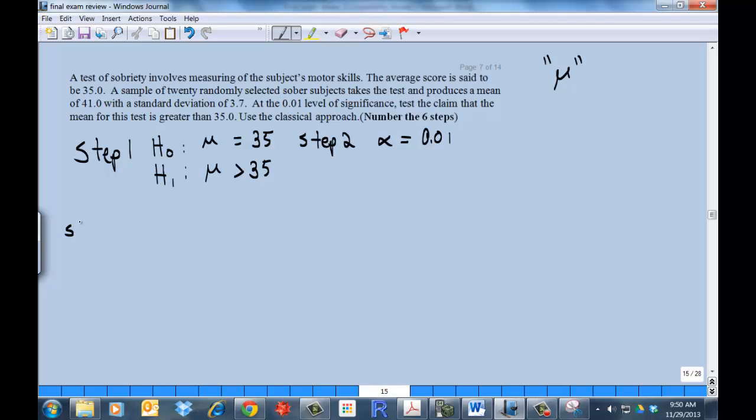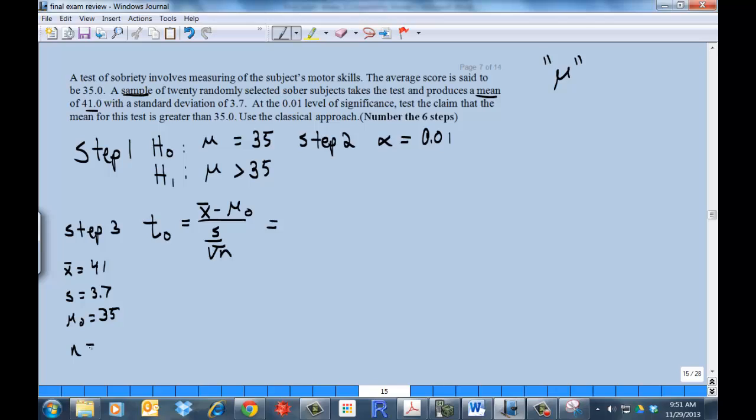Step 3, we are going to compute the test statistic, which is x bar minus mu 0 over s over the square root of n. So x bar, remember, is the sample mean. So go back into the question where it talks about a sample and produces a mean of 41. So 41, and a standard deviation of 3.7. Mu 0 is our sort of standard. It's what we're comparing our sample to. And n, the sample size, is 20.